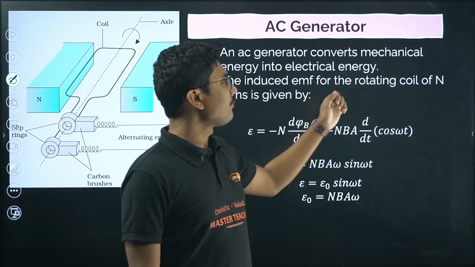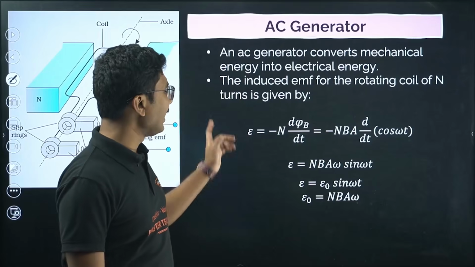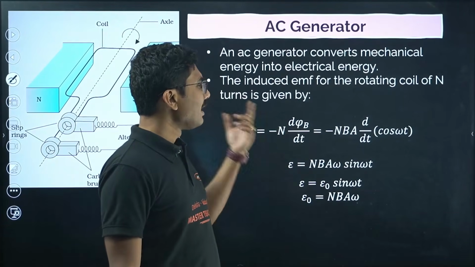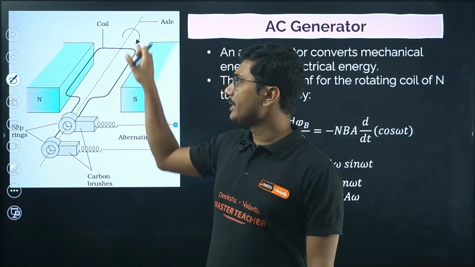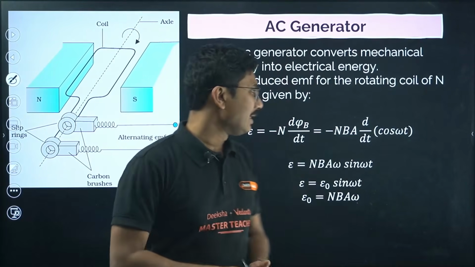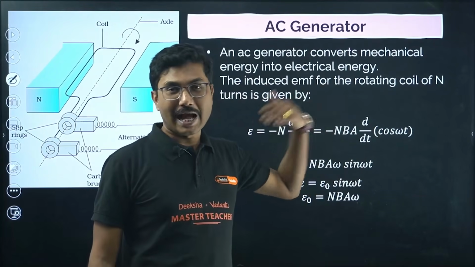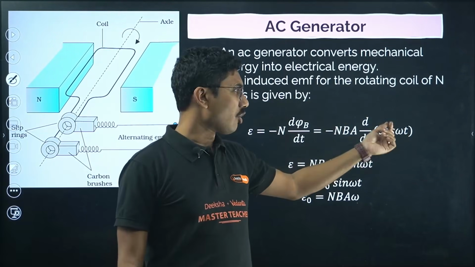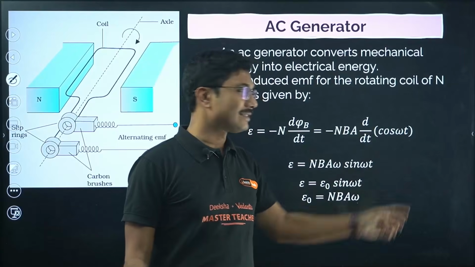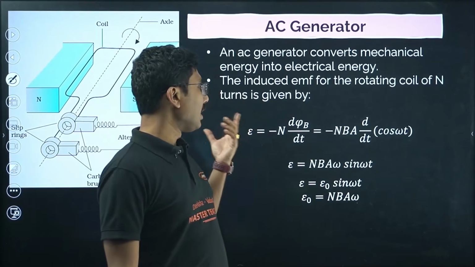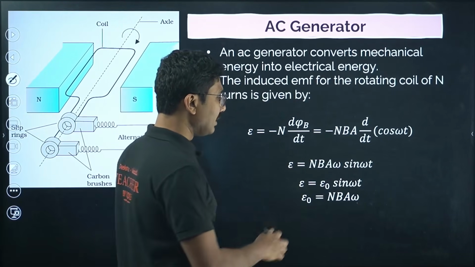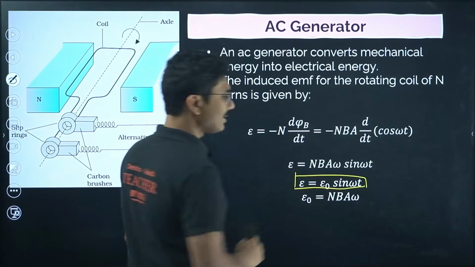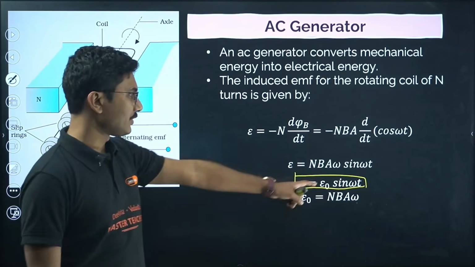The induced EMF for the rotating coil of n number of turns is given by epsilon equals EMF, same formula. Only thing is that here the rotation is time dependent, so it depends on cos omega t. So it is angular speed dependent. Cos omega t is the angle, omega is the angular speed, t is time. So after some time, what will be the induced EMF? From there we see that induced EMF is given by epsilon naught sine omega t. This is the same as an AC voltage.